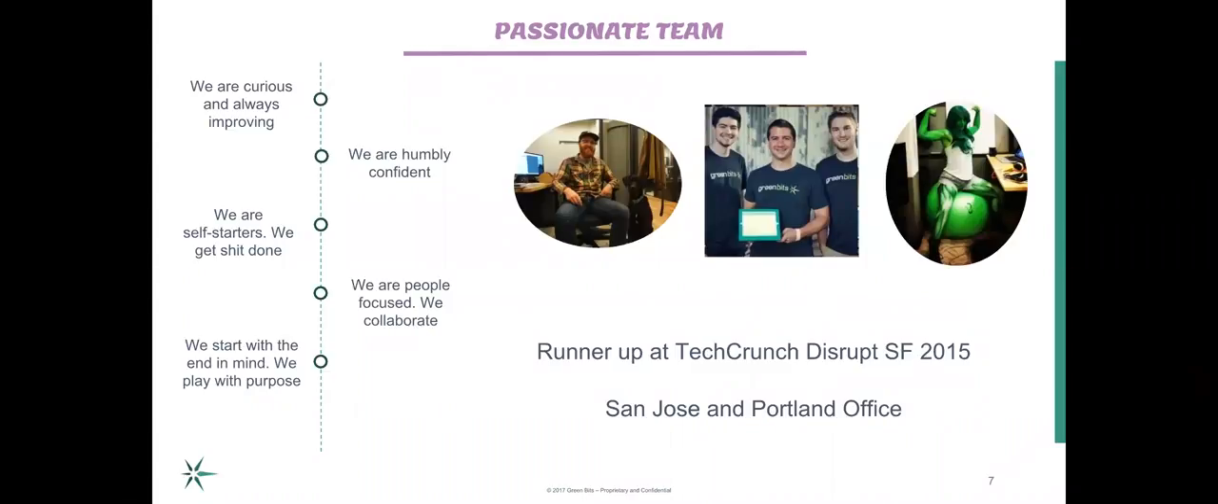Over the past 3 years, we've collected a really great group of the best and brightest minds, both from within the cannabis industry as well as from without the industry. We've hired some great folks who have actually worked in dispensaries or worked at other technology companies in the industry.